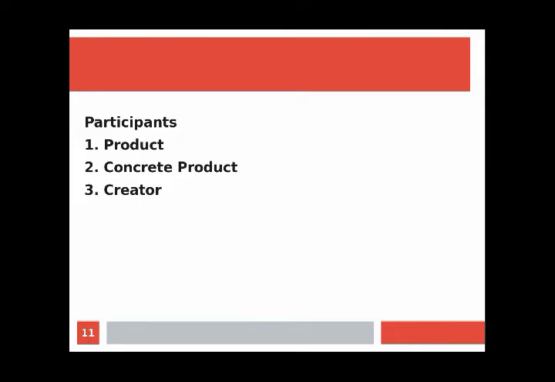Next is participants, in which the product defines the interface of objects the factory method creates. Then the concrete product implements the product interface. Then the creator declares the factory method which returns an object of type product. The creator may also define a default implementation of the factory method that returns a default concrete product object, or may call the factory method to create a product object. Then the concrete creator overrides the factory method to return an instance of a concrete product.